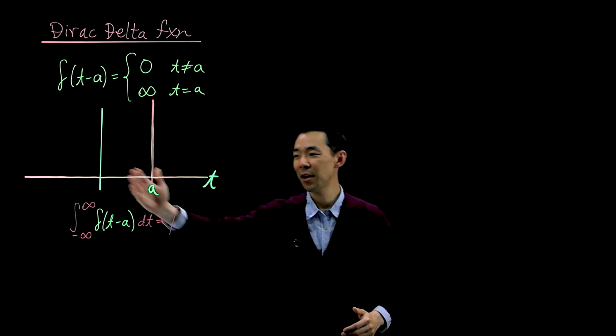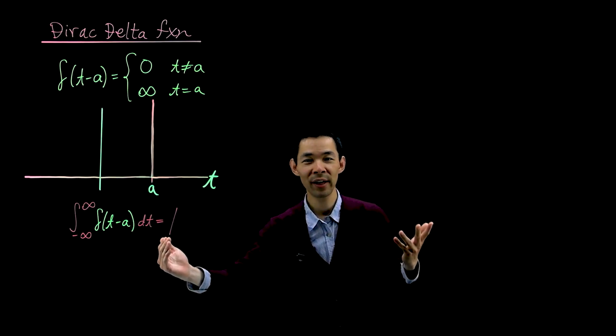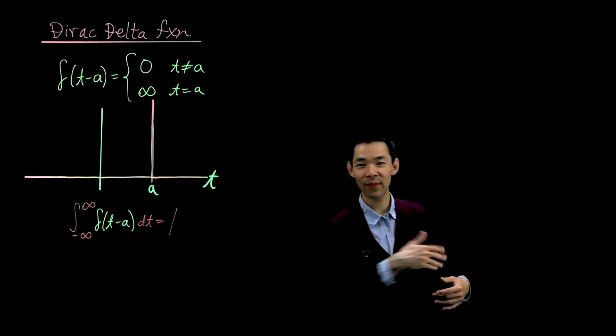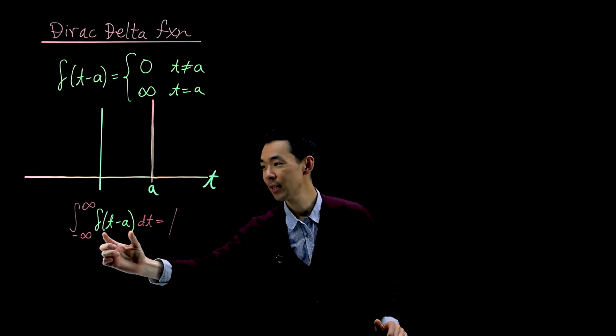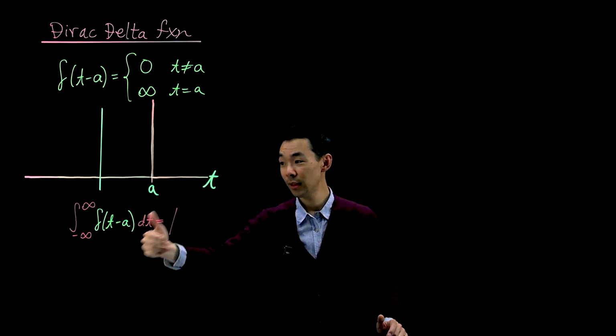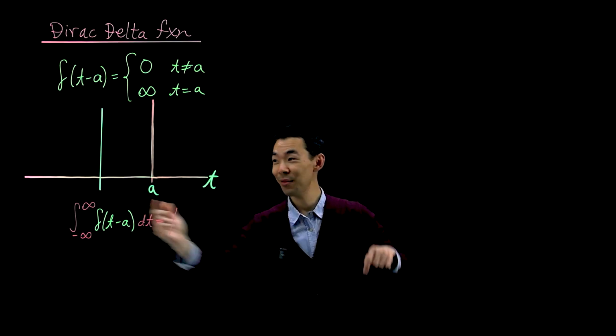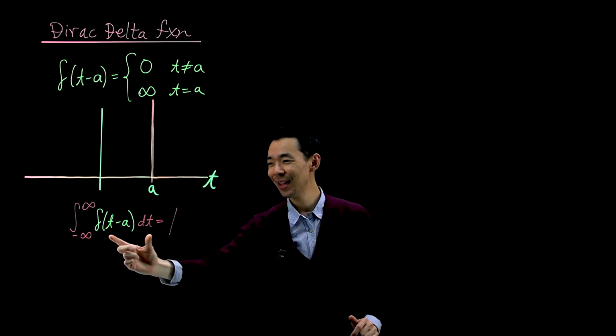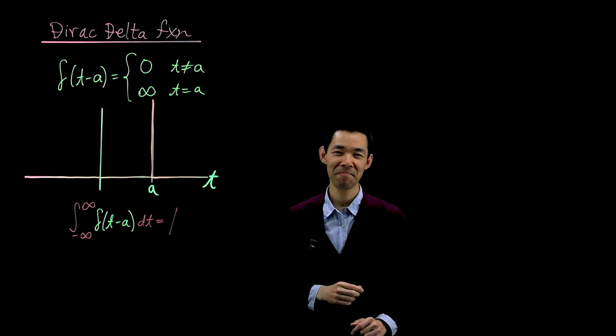Just like that. So the integral over the variable t from negative infinity to infinity of the integrand, which is the Dirac delta function, is literally the area under the curve, right? We're taking the area underneath this curve, and it is exactly 1.